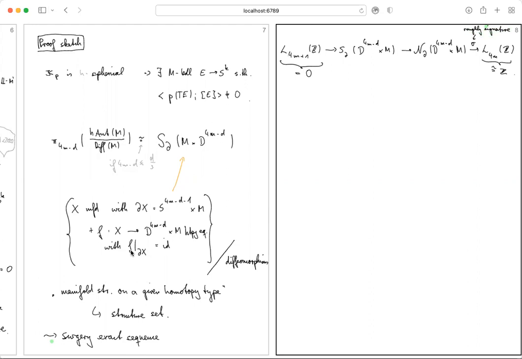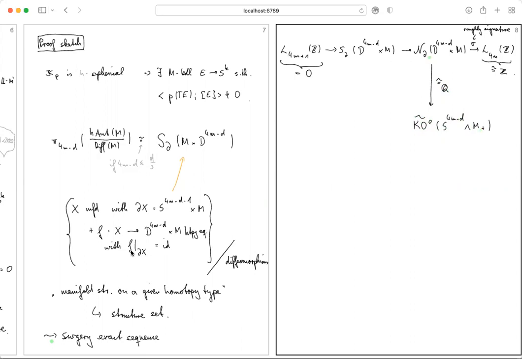And it turns out that the set of normal invariants is rationally isomorphic to the real K theory of S for m minus d smash m plus.